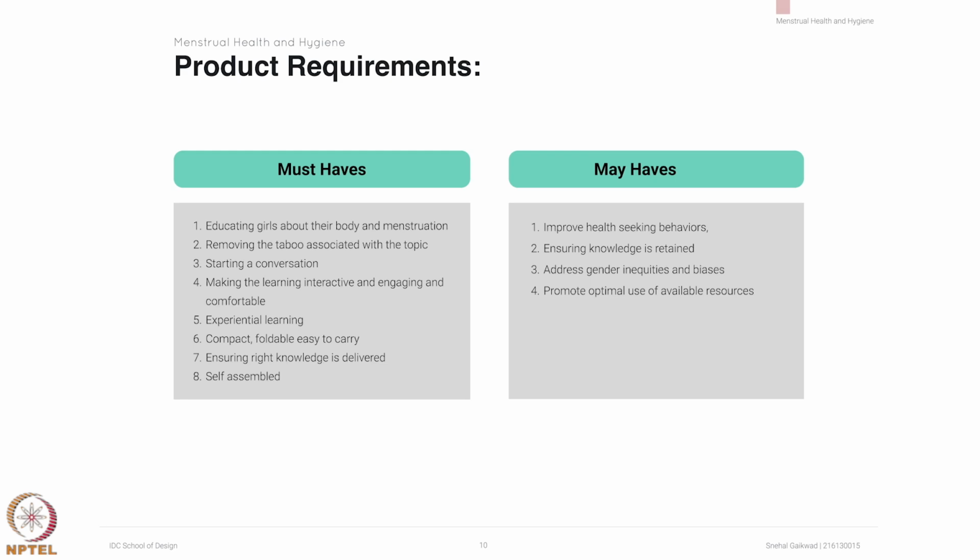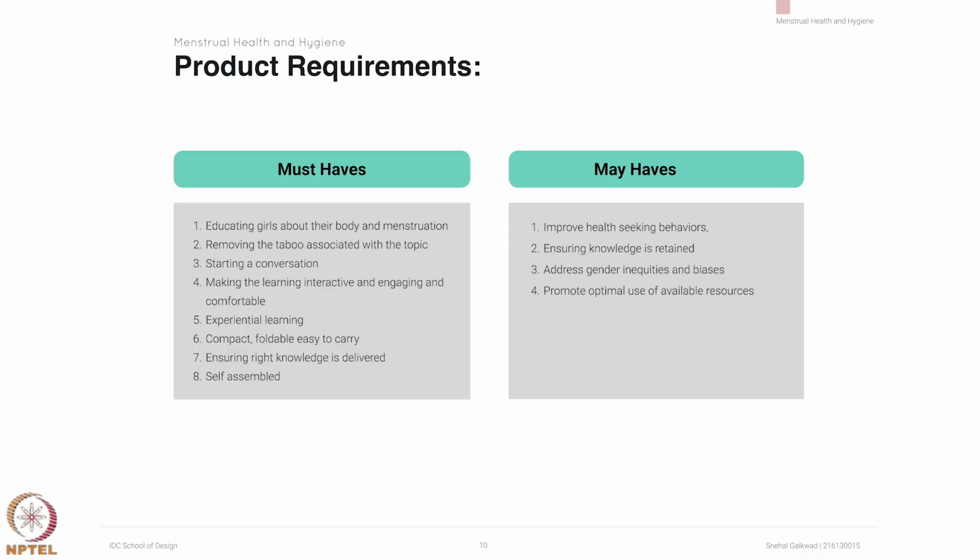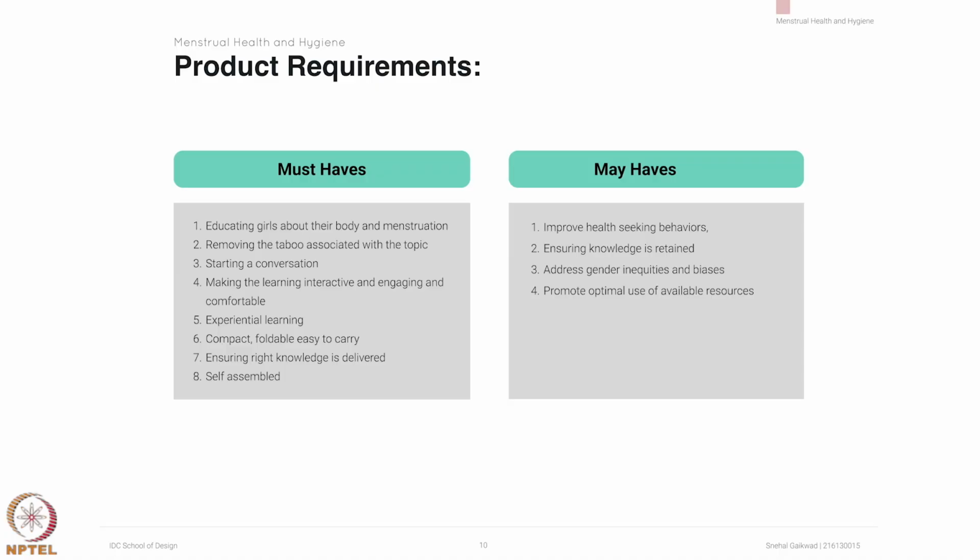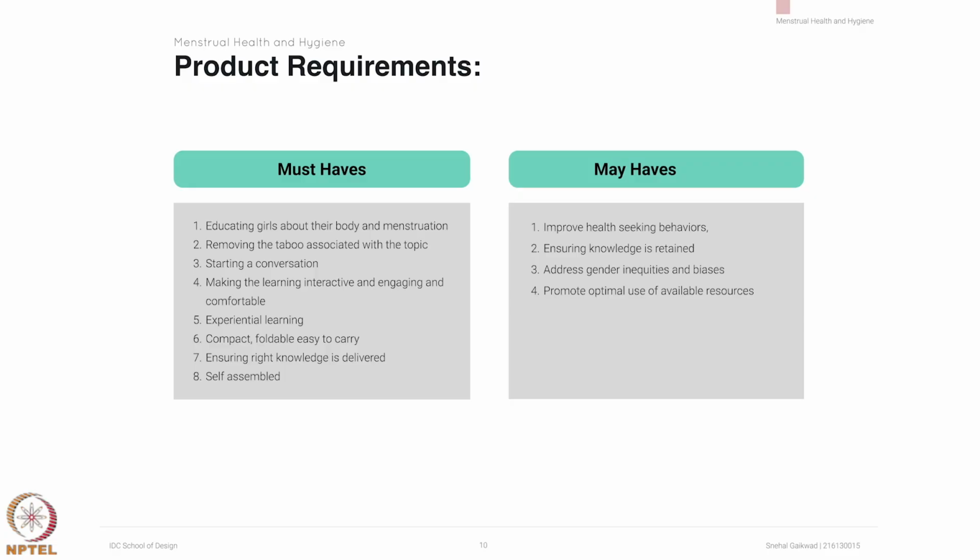So the must-haves: it should educate about the body and menstruation, and remove the taboo that is associated. If we talk and explain effectively, the taboo around this subject will also change. Starting a conversation and making the whole learning process more engaging and comfortable. Then the product is taken to places in rural areas, so it should be compact, foldable and easy to carry. Plus we should take care that the right knowledge is delivered and they should not get any wrong notions about this whole process. Then it should improve health-seeking behavior.